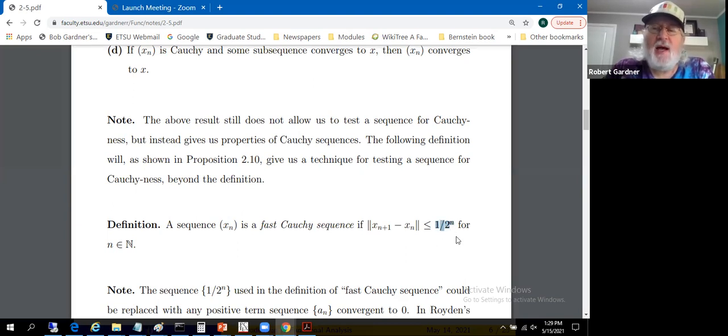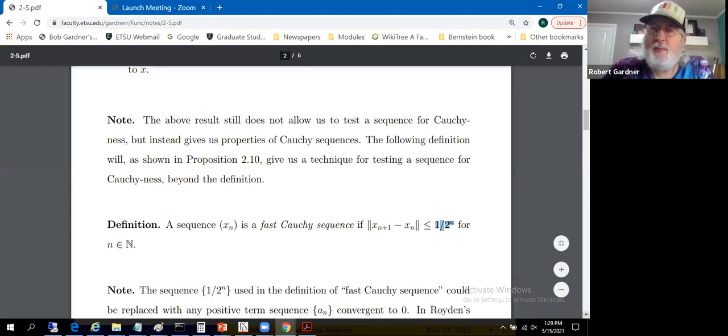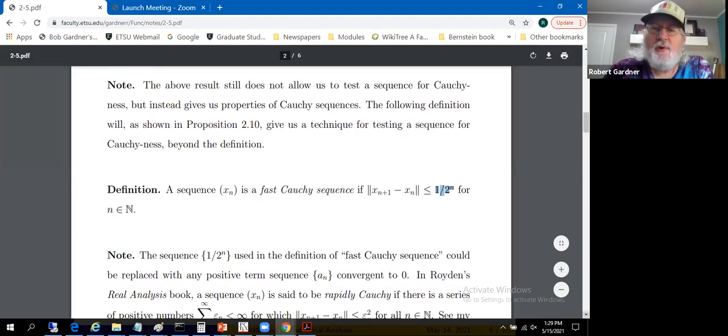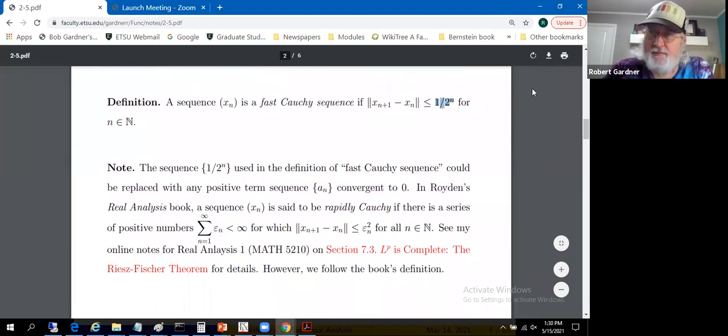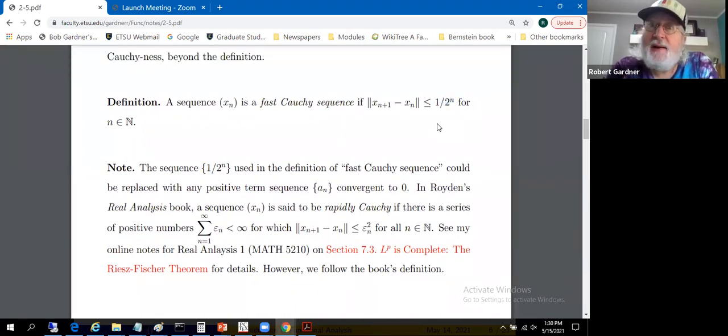Might catch your eye that if we were to sum this up on the right-hand side over all natural numbers, we'd have ourselves a geometric series. And I don't know much about the convergence of series, but I know the convergence of geometric series. And that'll pop up in a discussion about series here shortly. All right, so there's a definition of fast Cauchy, relatively uninspired, but we'll have some results that'll make it more inspiring.